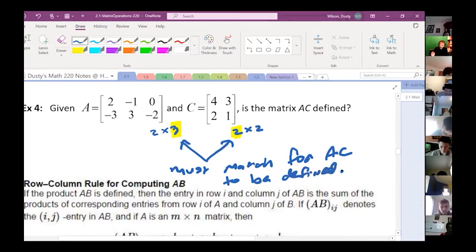Okay. So this is another case, since 3 does not equal 2, at least on a Wednesday, this is another case where we would say that we have mismatched dimensions.